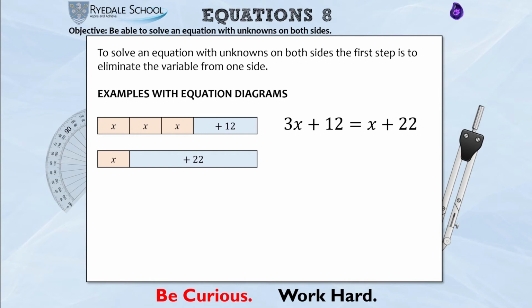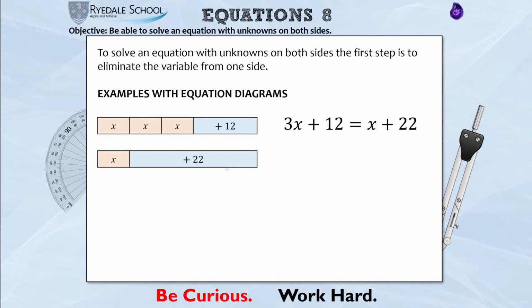I've then gone on to say, to solve an equation with unknowns on both sides, the first step is to eliminate the variable from one side. So this is what an equation looks like with unknowns on both sides. It means we've got some x's on this left-hand side, and I've got some x's on the right-hand side of my equation. Now, as an equation diagram, it would look like this. 3x's add 12 is the same as x plus 22.